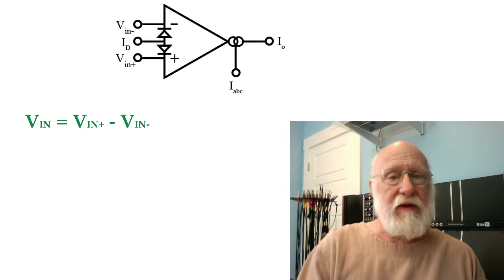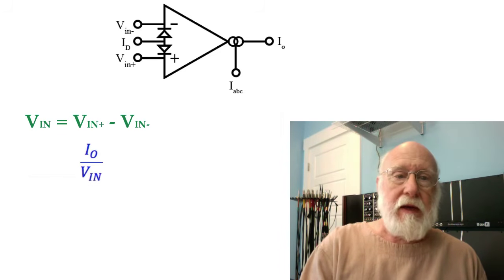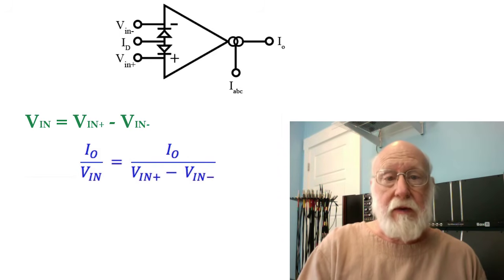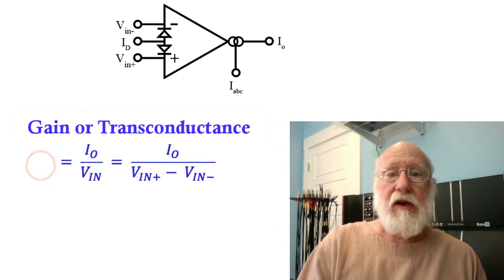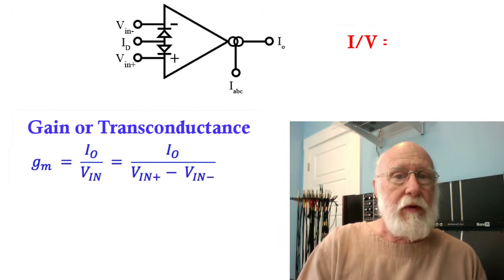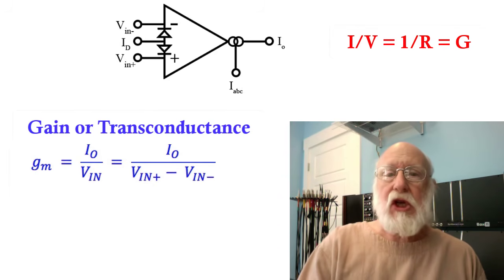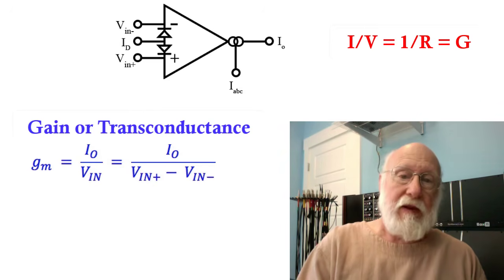The gain of this device is defined as the output current divided by the input voltage. Now again, that input voltage is the difference in the non-inverting and inverting input voltages. And this parameter, I out divided by V in, is called the transconductance, G sub m. Note that I over V is the reciprocal of resistance, which is conductance. So we have a conductance, but it's across that device from the input to the output, thus trans. Therefore, it's called a transconductance amplifier.